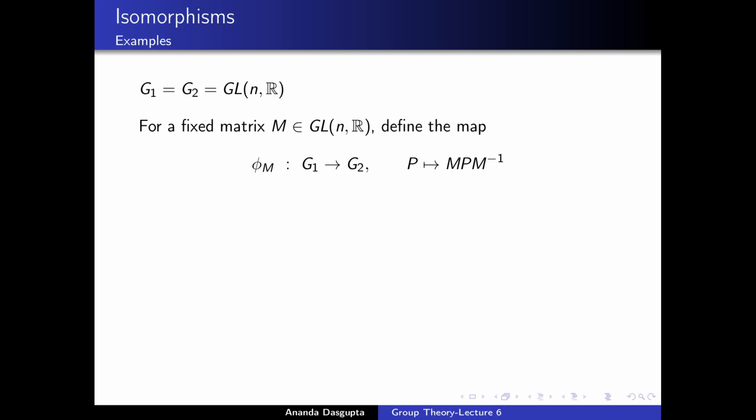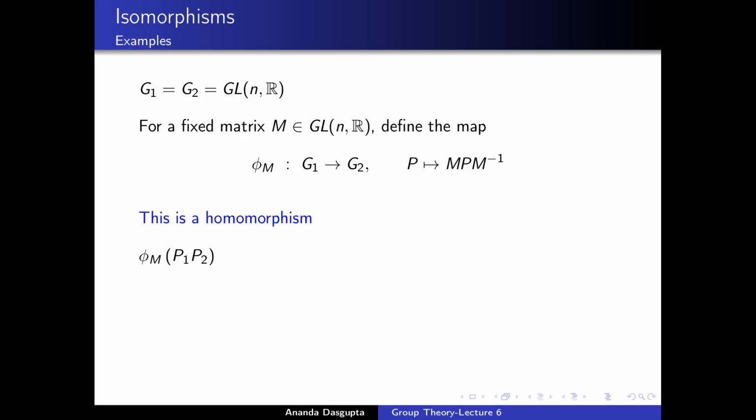in this fashion. Any matrix P in G, or G1 or G2, whichever one you want to call it, is mapped under this phi M to M P M inverse. Of course, this is a very familiar map to all of you. This is nothing but doing a similarity transformation on the matrix P induced by the matrix M.